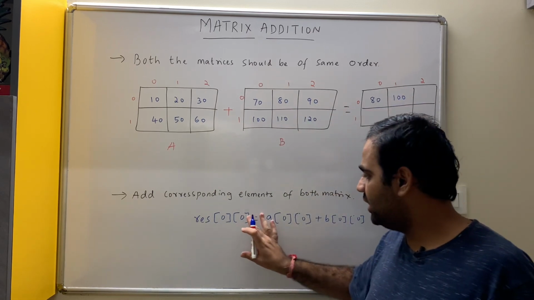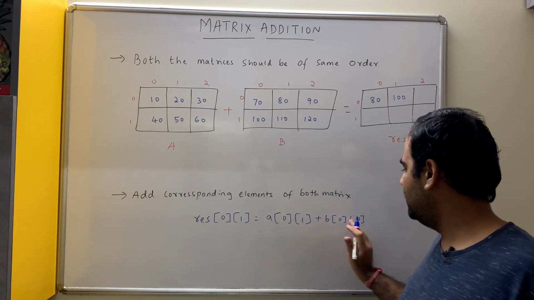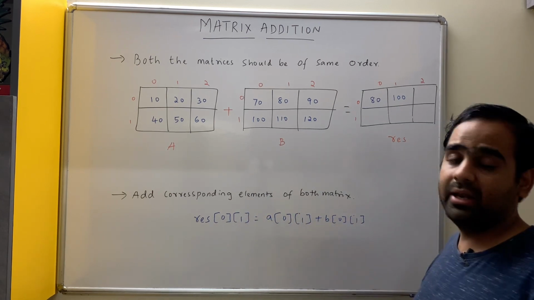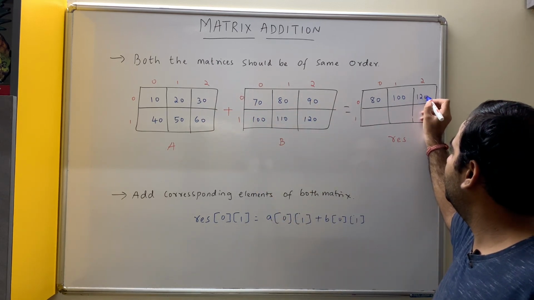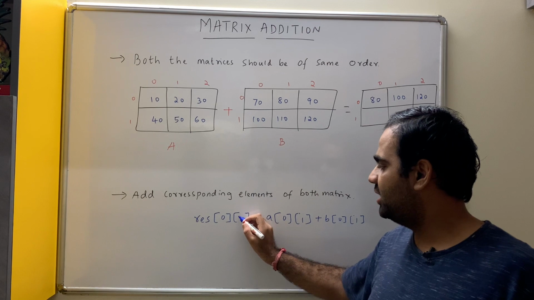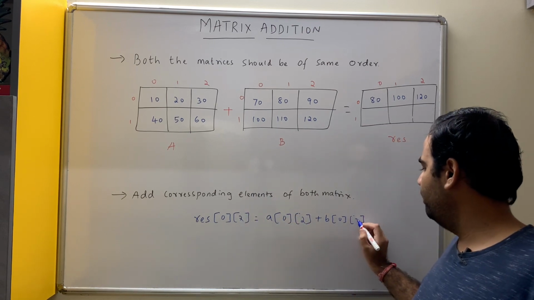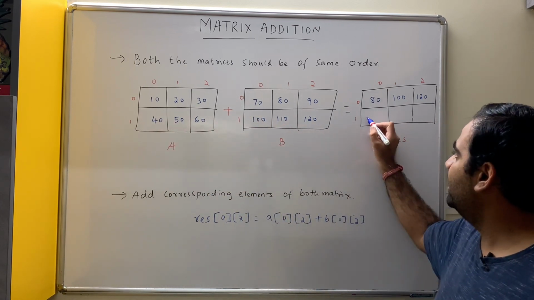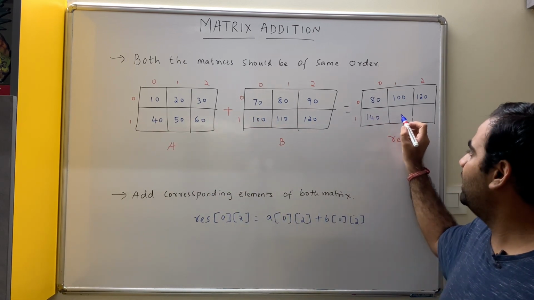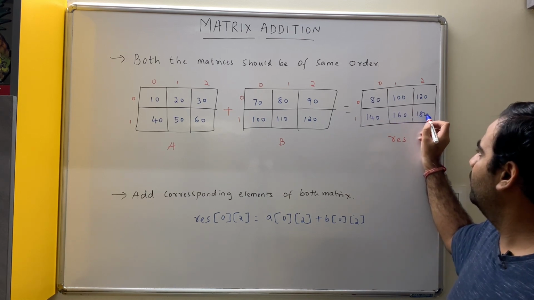Now resultant of 0 1 is equal to A of 0 1 plus B of 0 1. Next we add 30 plus 90, which is 120. We are doing resultant of 0 2 is equal to A of 0 2 plus B of 0 2. Next we say 40 plus 100 is 140, 50 plus 110 is 160, and this will be 180.